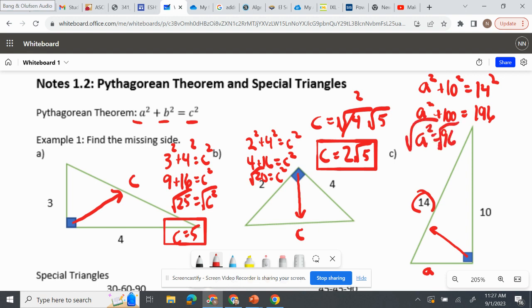I'm going to take the square root, and what makes up 96 would be the square root of 16 and the square root of 6. So the square root of 16 is 4, and that gives us a is equal to 4 square root of 6.